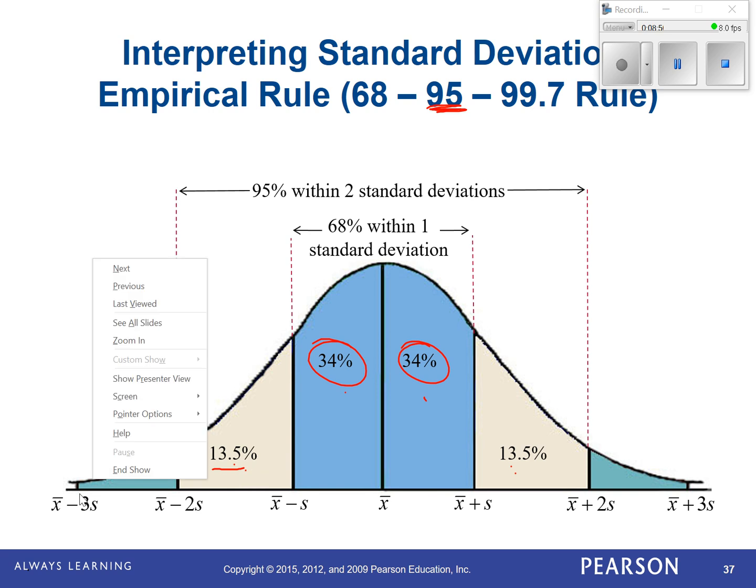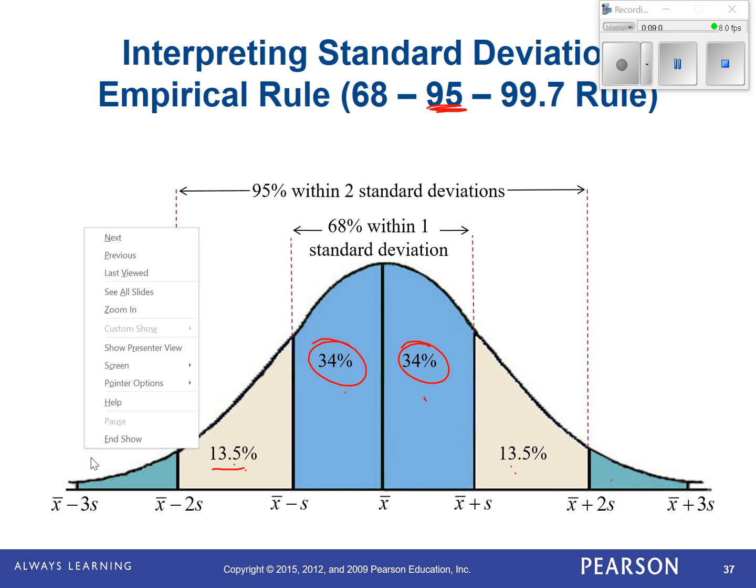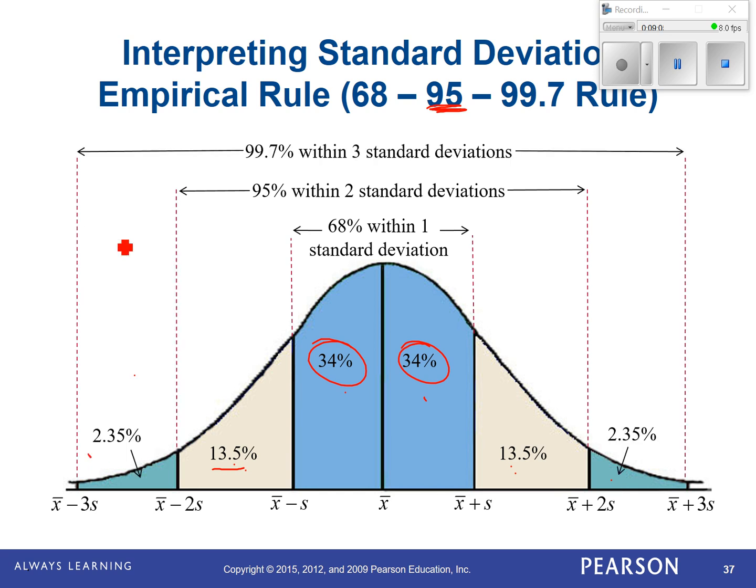And then the last two parts out here, the little aqua looking parts, are usually 2.35%. A lot of times we'll just say about 2.5%. So that's pretty close still. So that's what the empirical rule looks like.